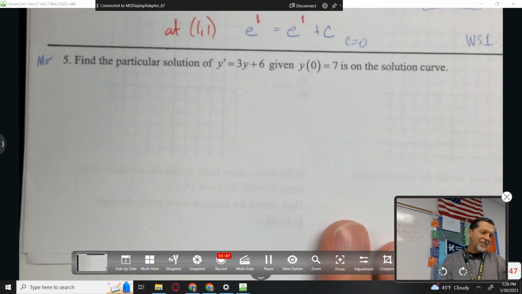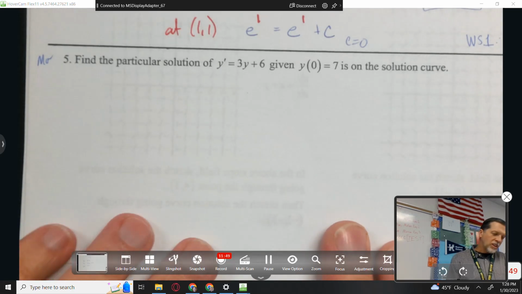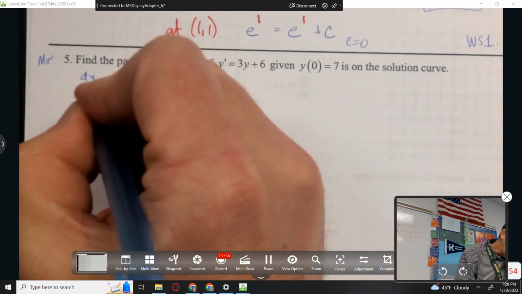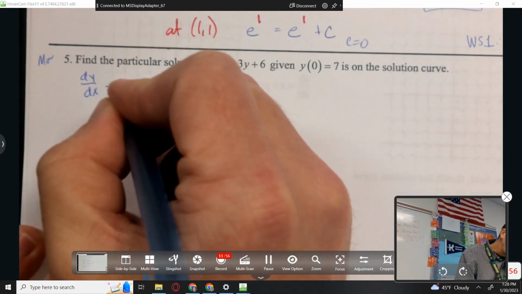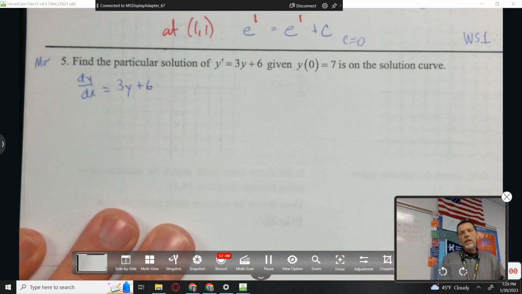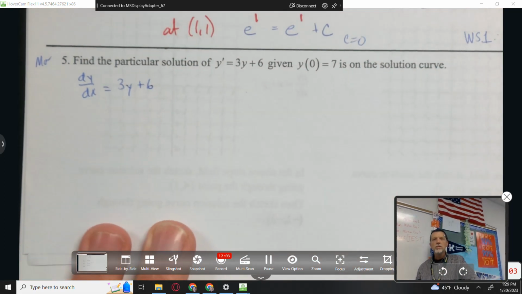Number 5. Find the particular solution of y prime. I'm going to rewrite that as dy/dx to help me separate, equals 3y plus 6, given that y of 0 equals 7 is on the solution curve.